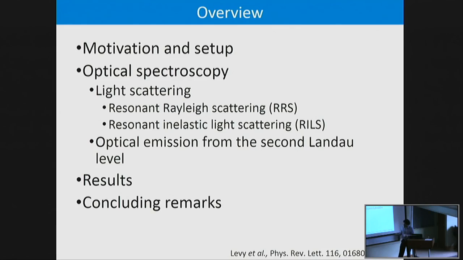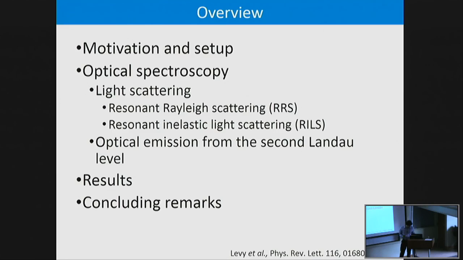Quick note: the optical emission that we use in our work is actually from the second Landau level, as opposed to the first. I know that a few of you have done work with optical emission from the first Landau level. Actually, one of the results we're going to see is that the results themselves are qualitatively quite different.